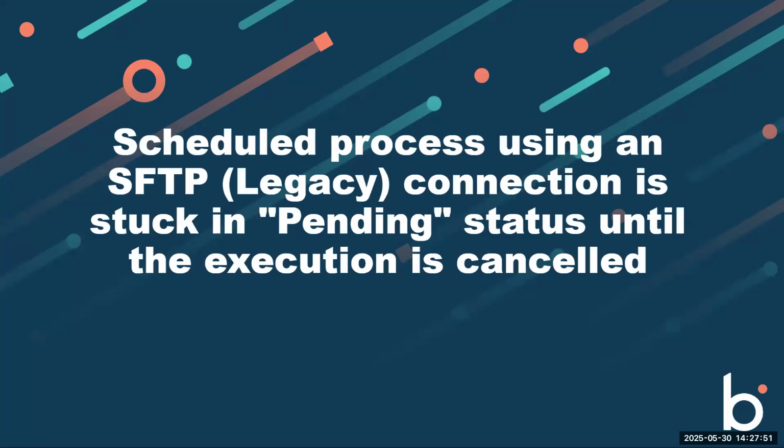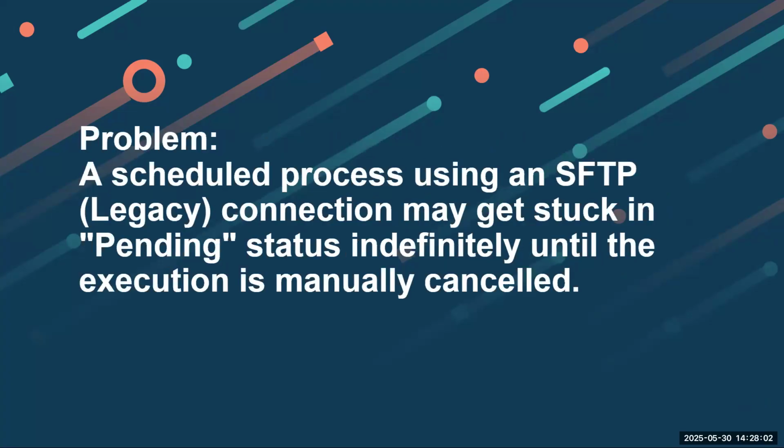In this video, I'm going to run through what to do if you have a scheduled process using the SFTP legacy connector that's stuck in pending status until the execution is manually canceled. The problem that you'll see here is that you have a process that's scheduled using the SFTP legacy connector, and it may just get stuck in pending status indefinitely. So you'd see it in process reporting, but it would never complete successfully or fail.